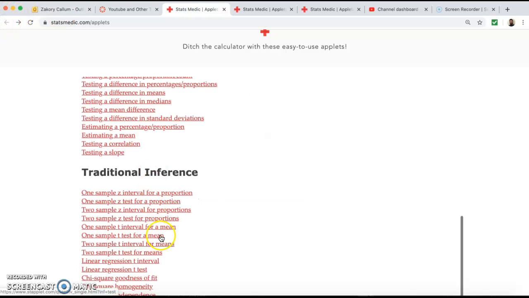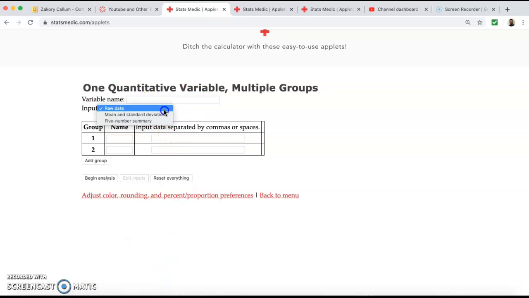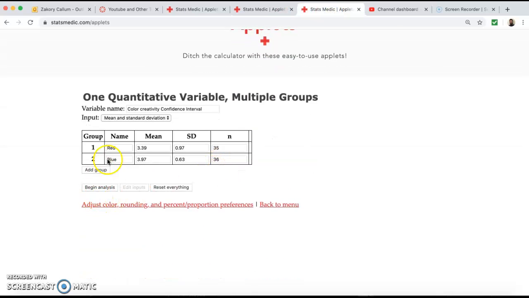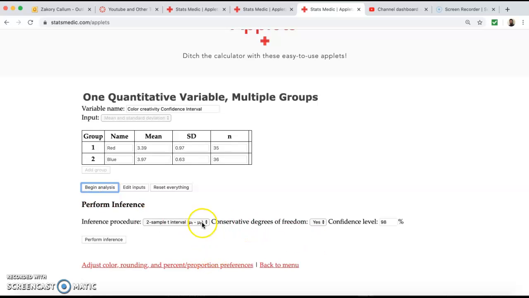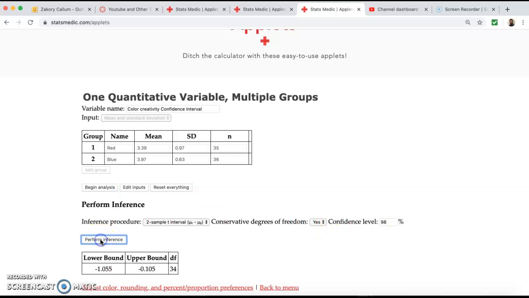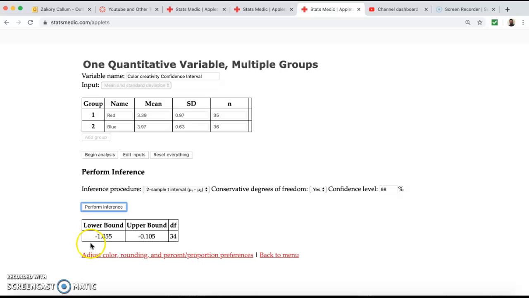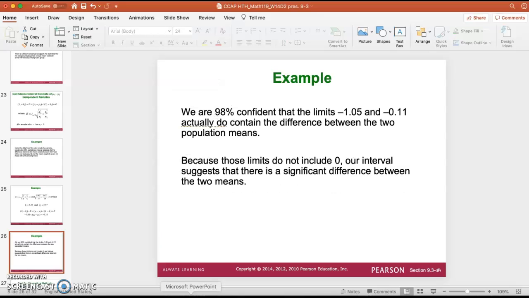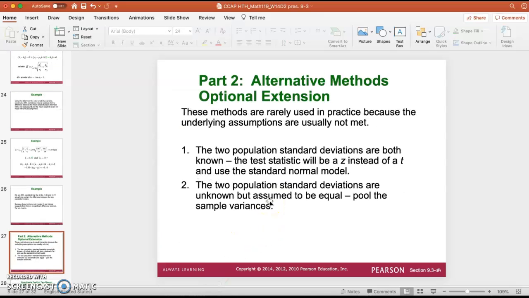So again, we can use the 2 sample t-interval for means. It'll just look like this, and it's good to change it to the mean standard deviation option. To save time, plug that in over here. So I've got all that typed in, I can just click begin analysis. Make sure everything else here matches up. I've got the 98% confidence interval I want, conservative degrees of freedom, yes. For inference, it gives me those same interval limits there.